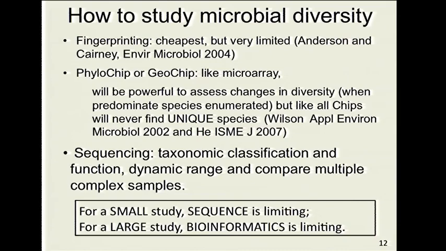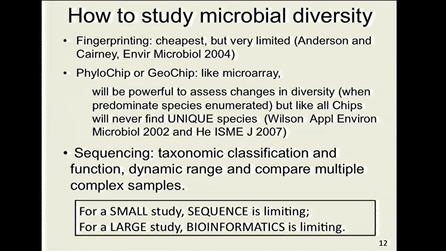But the problem is that with any of these microarrays, you are only going to find what you know is already there. And you'll never find the unique species. So what we need in order to build these chips is a very good reference library of all the possible bacteria that could be found on this site, so that you can interrogate that. You'd hate that the population you were looking at had some unique bacteria and you're just not assaying it.